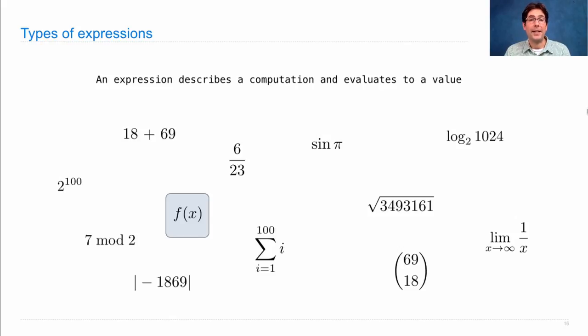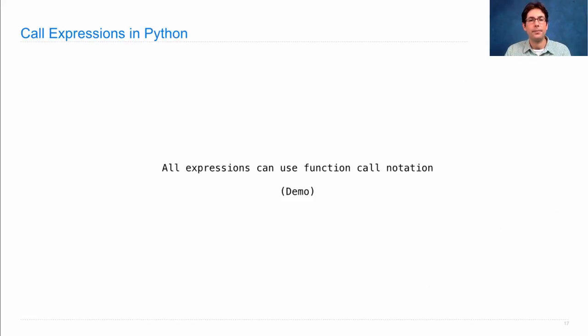So as computer scientists, instead of expressing computation using all of these different forms with the subscripts and the superscripts and the vertical bars, we'll just write down everything using function call notation. Okay, so here's my claim, is that all expressions can use function call notation. And for that, I'll just fire up Python and show you.